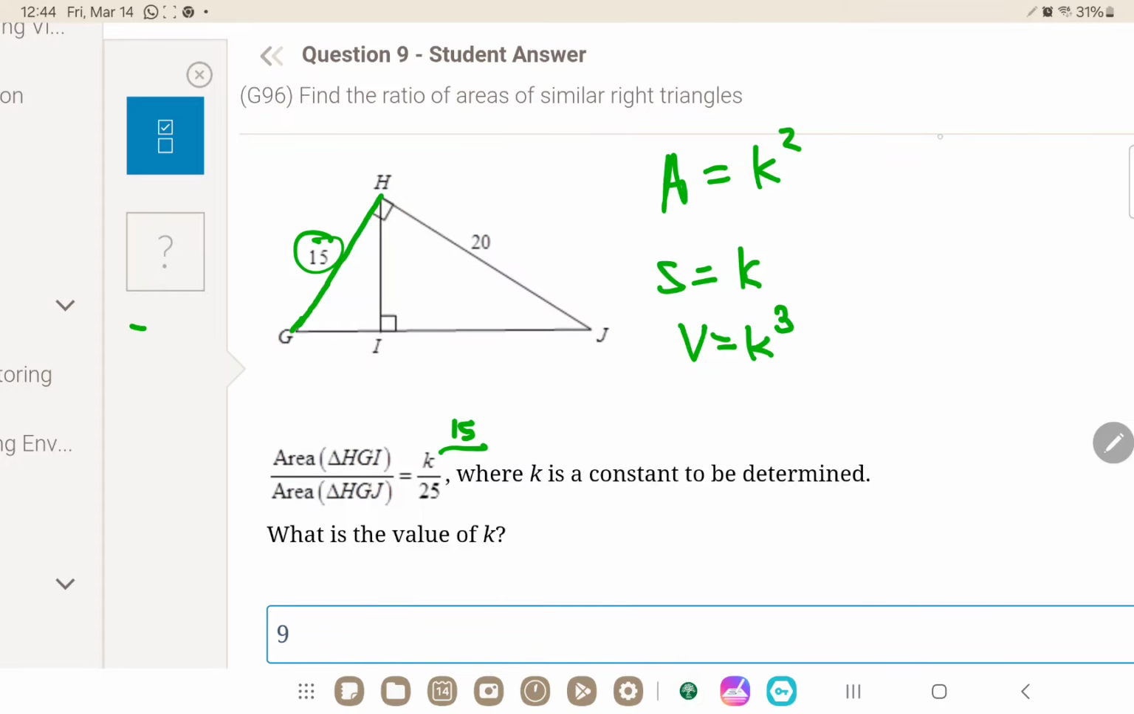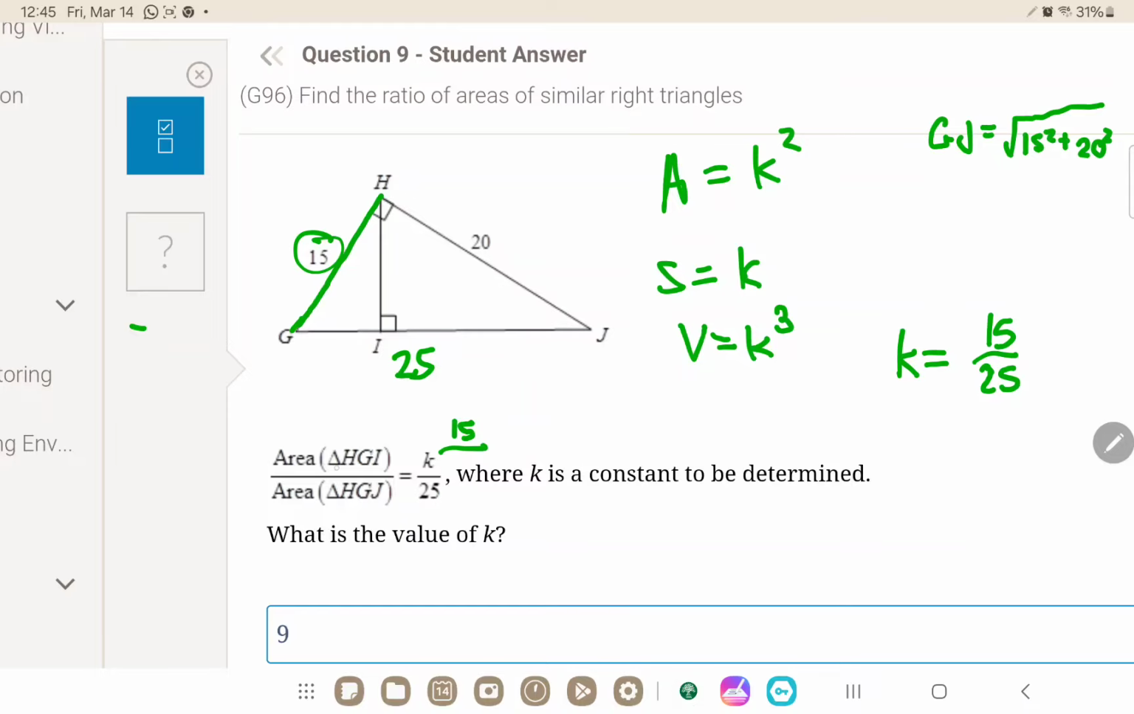the Pythagorean theorem. So JG equals radical 15 squared plus 20 squared. Let's do it really quickly on our calculators. 15 squared plus 20 squared, and it's equal to 25. So this is 25. So we know 15 over 25 is k.